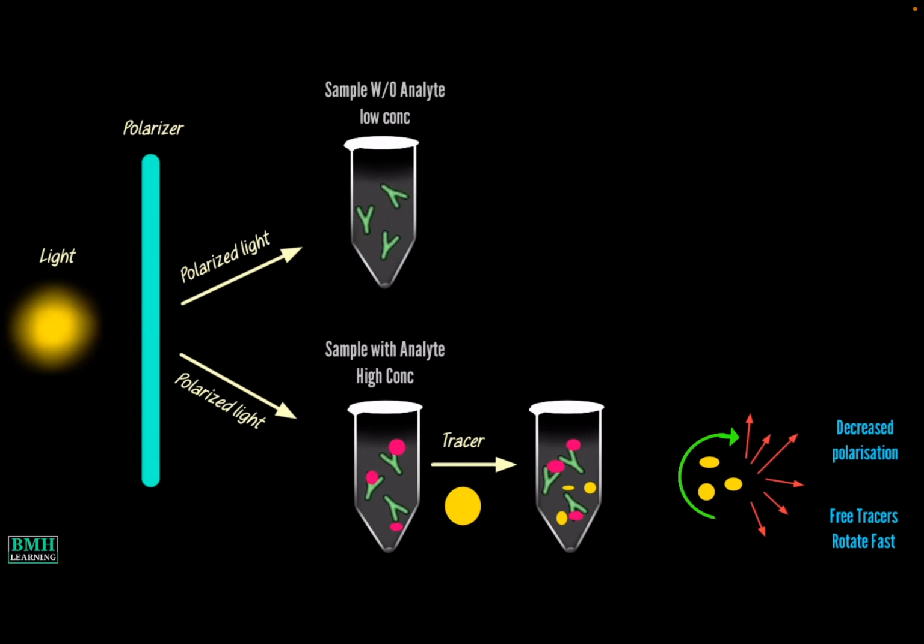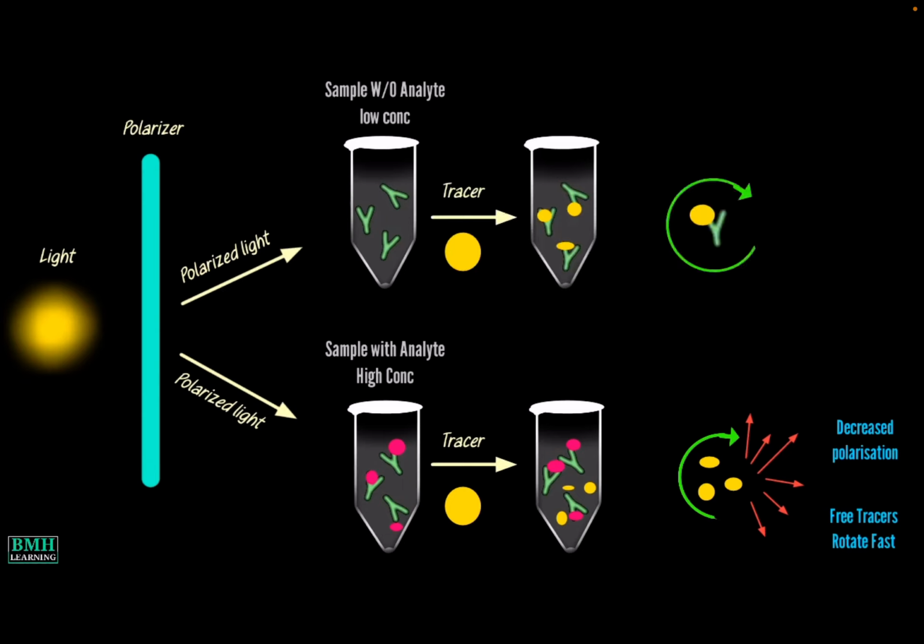If the sample contains a low concentration or no concentration of the analyte, then the analyte tracer binds to the antibodies, resulting in few unbound analyte tracer molecules. These large molecules, that is, complexes of analyte tracer bound to antibody, rotate slower. Rotation is slowed enough so that light is emitted in a single plane. The result is an increase in polarization.